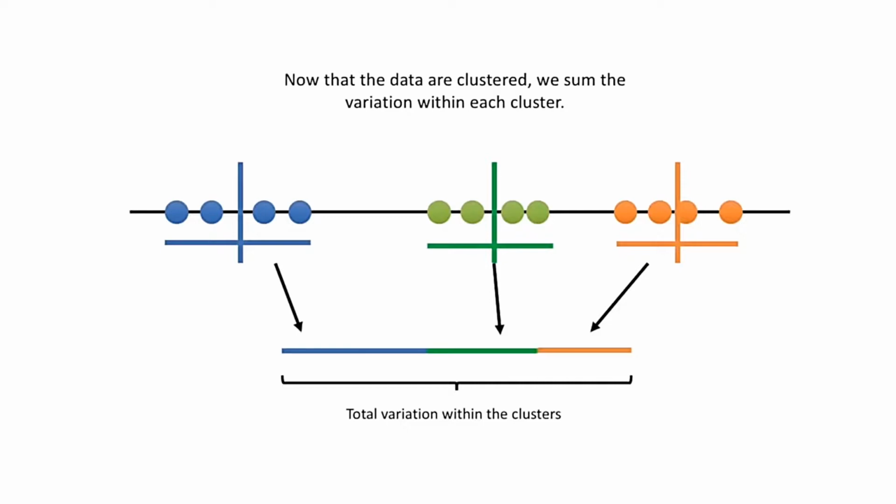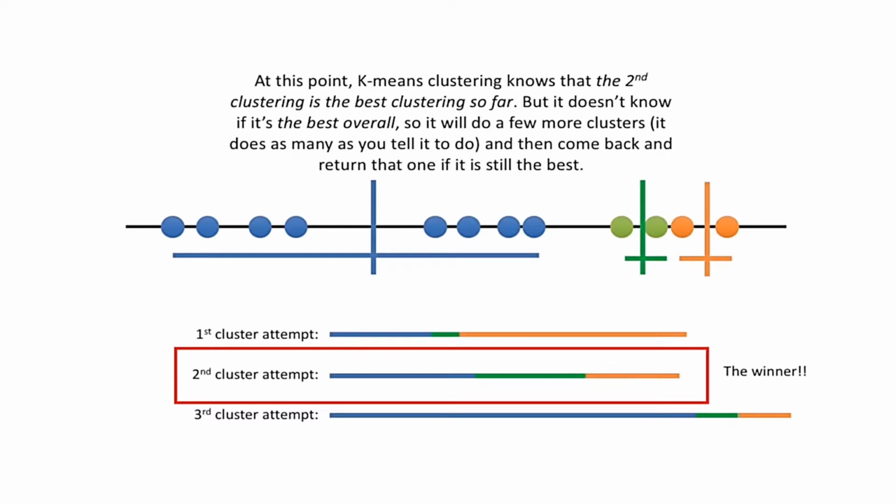Now that the data are clustered, we sum the variation within each cluster and then we do it all again. At this point, k-means clustering knows that the second clustering is the best clustering so far, but it doesn't know if it's the best overall. So it will do a few more clusterings. It does as many as you tell it to do, and then it comes back and returns the one that is still the best.